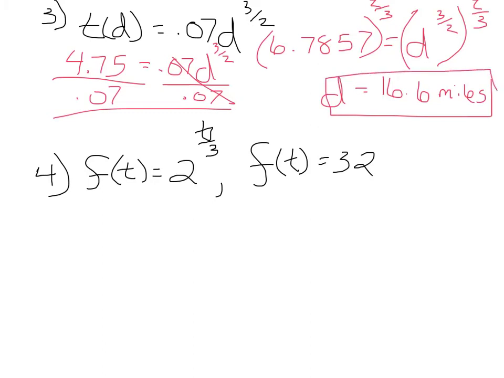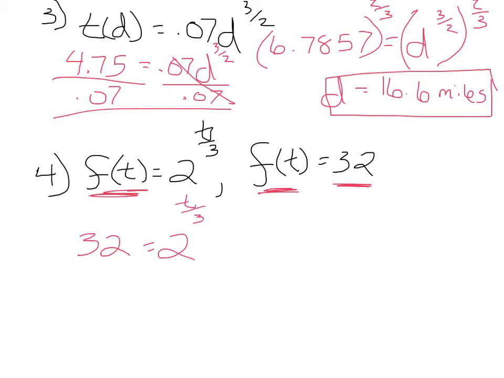Number 4 is multiple choice. I'm going to show you as if it were not multiple choice, then I'll show you how to do it since it is a multiple choice. f of t equals 2 to the t over 3. Find the value of t such that f of t equals 32. Notice it says f of t has to be 32. So in the f of t spot, I'm going to put 32 equals 2 to the t over 3.